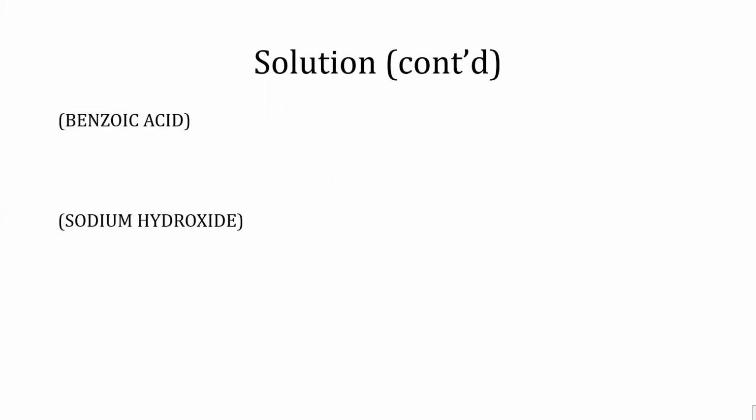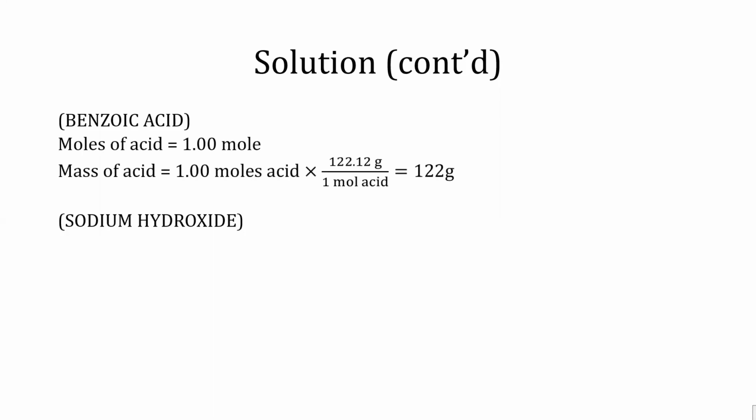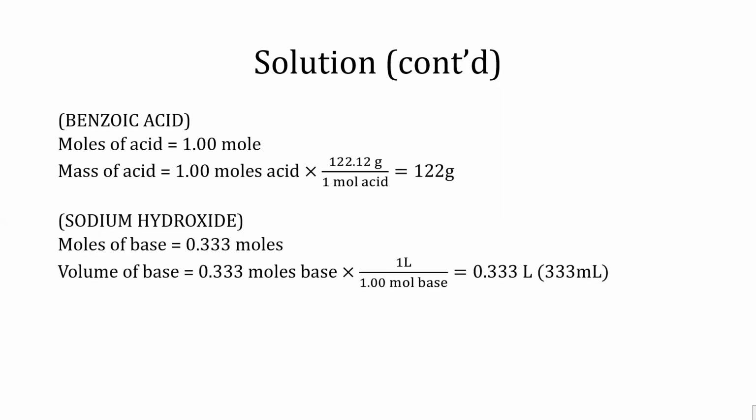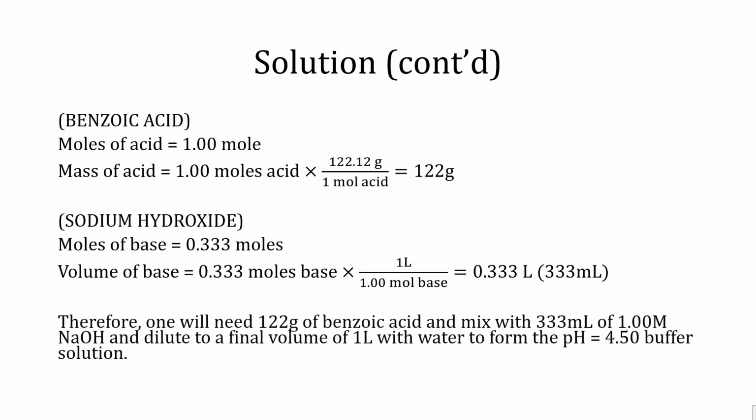Now, solving for the mass of benzoic acid and volume of sodium hydroxide is as follows. For benzoic acid, it required 122 grams of acid. For sodium hydroxide, it required 333 mL of base. Therefore, one will need 122 g of benzoic acid and mix with 333 mL of 1.00 M NaOH and dilute to a final volume of 1 L with water to form the pH equals 4.50 buffer solution.